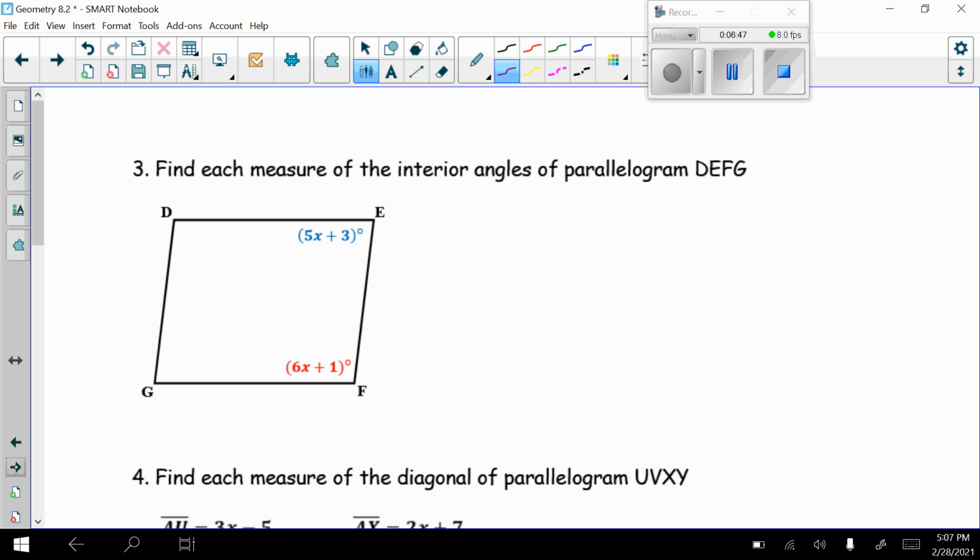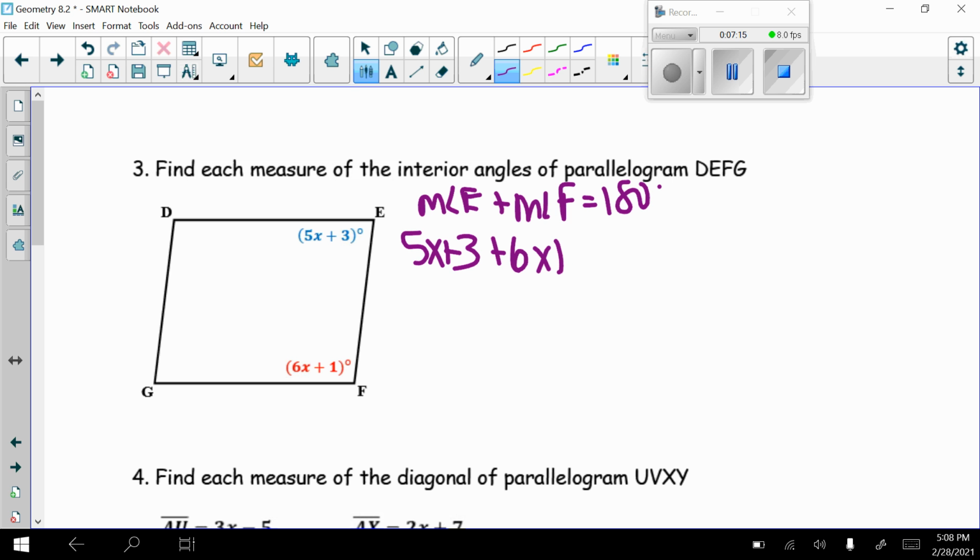Again, find each measure of the interior angles of parallelogram DEFG. So they give me angle E and angle F. These are not opposite, but they are consecutive, and I know that the measure of angle E plus the measure of angle F is 180 degrees because I have a theorem that tells me that consecutive angles of a parallelogram are supplementary. So here I would say 5x plus 3 plus 6x plus 1 is equal to 180 degrees.